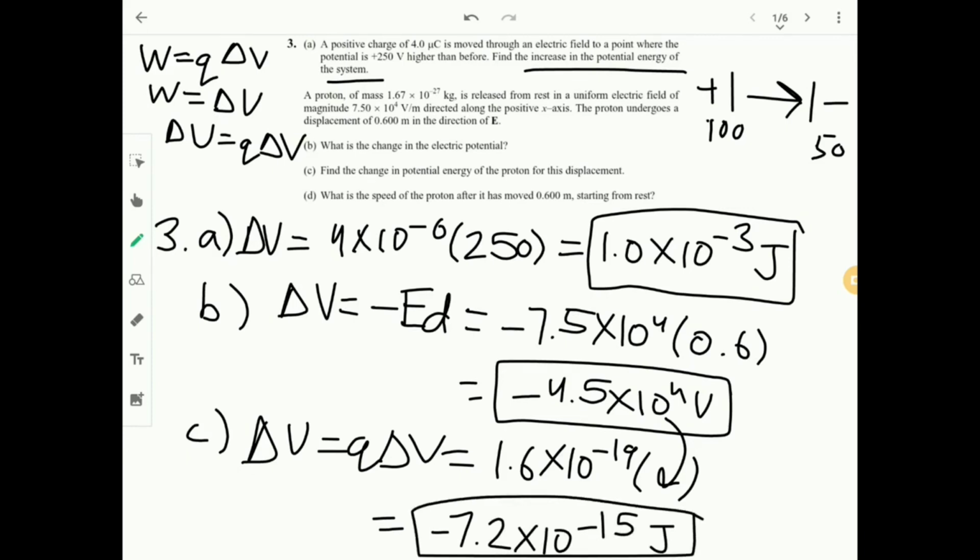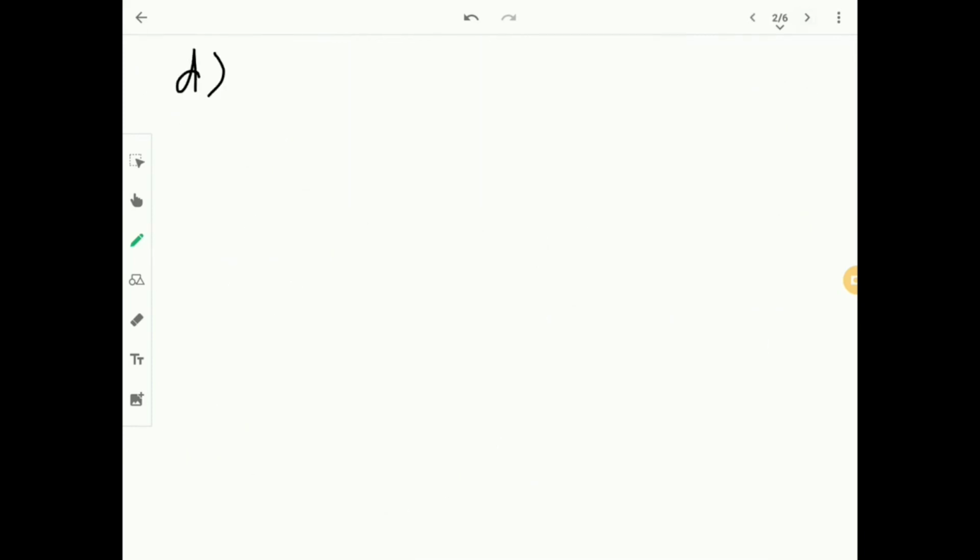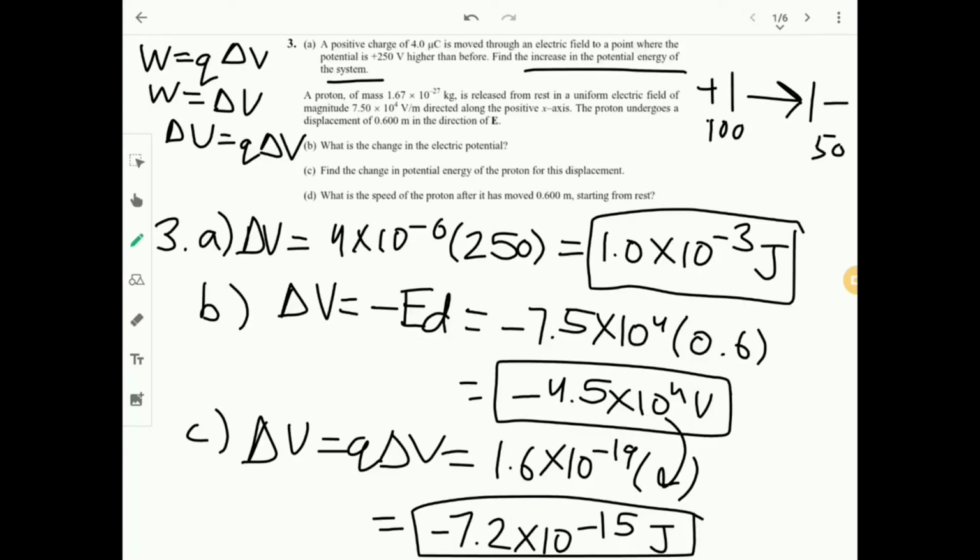And now let's move on to the last part, D. Let's see what they want us to find. What is the speed of the proton after it has moved 0.6 meters starting from rest? Since there are no external forces acting, there is one thing that is conserved, mechanical energy. If you remember, we used to say U1 plus K1 equals U2 plus K2, right? But here we're not talking about gravitational potential energy, we're talking about electric potential energy.